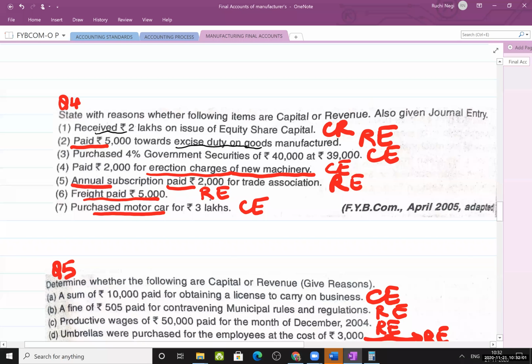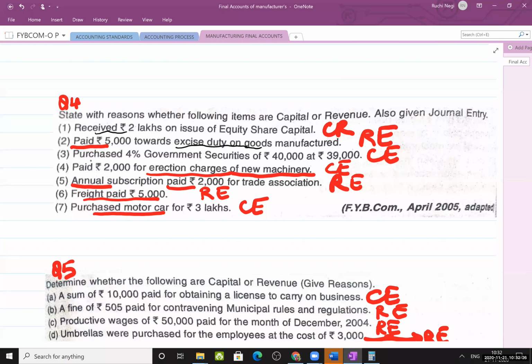Then annual subscriptions paid 2,000 for trade association. Now look at this word, annual is there, yearly है, तो revenue expenditure. Okay, अगर सेम होता subscription paid 6,000 for 2 years. For 2 years बोला ना, prepaid है ना, so it becomes deferred.